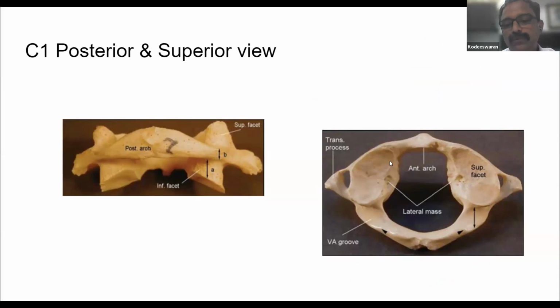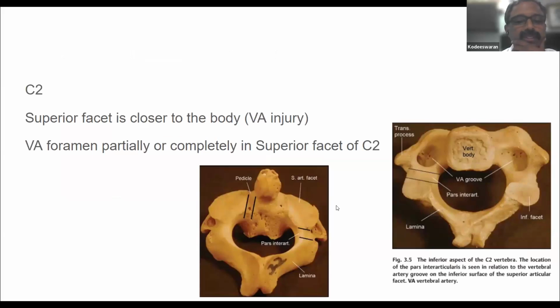This is the superior view of the atlas. This is the anterior arch, posterior arch, the lateral mass, transverse process, and vertebral artery foramen. Coming to C2, this is another unique bone in the C1 C2 complex, which has the odontoid process. The odontoid process is actually the C1 body, which is attached to the C2 body and articulates with C1.